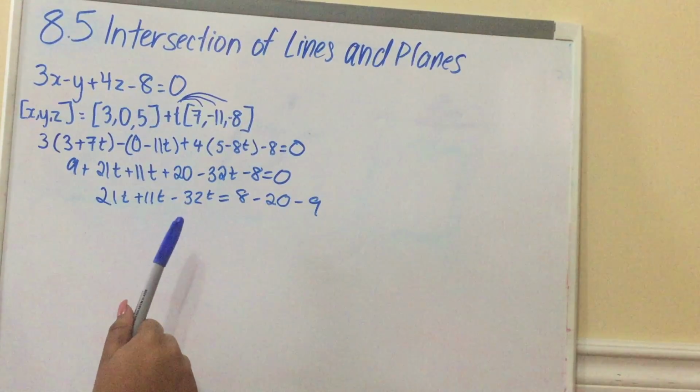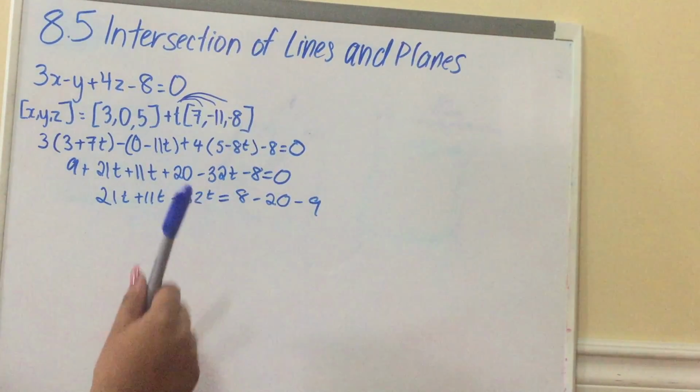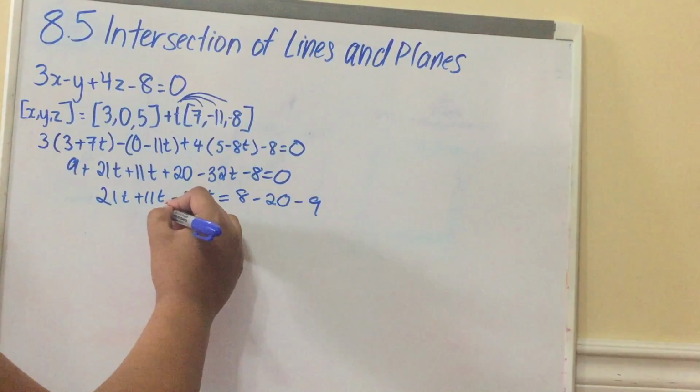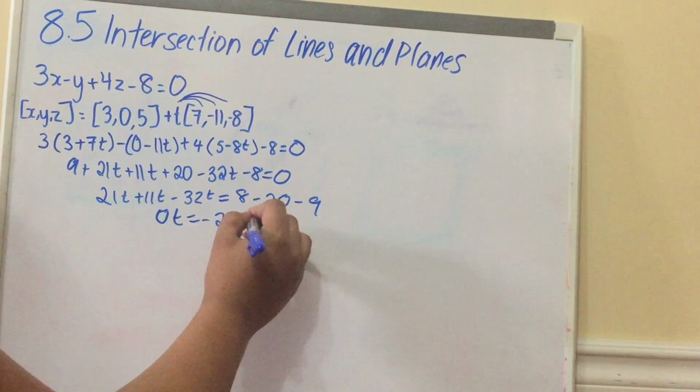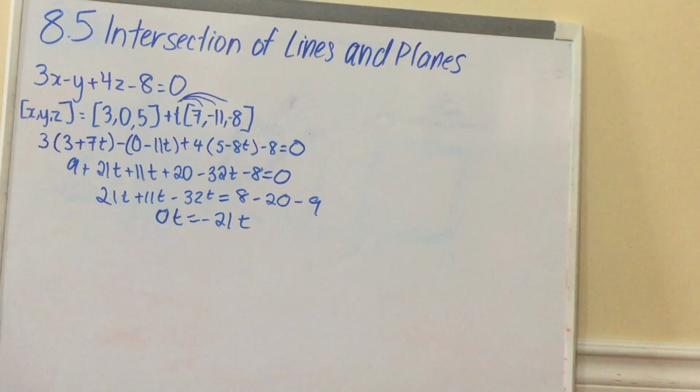And now we're going to solve for t. So we're going to add everything up, and in this case, we get 0t is equal to negative 21. Since there are no values of t, this means that the line is parallel to the plane.